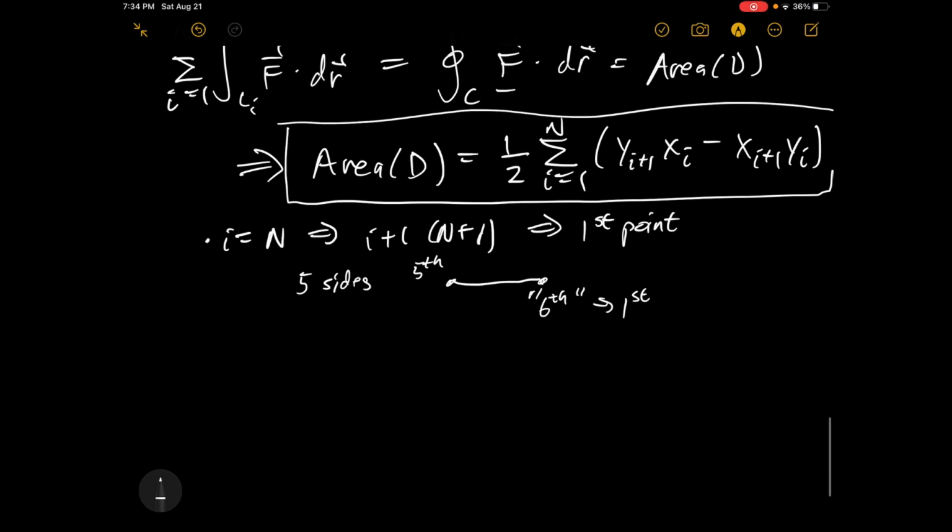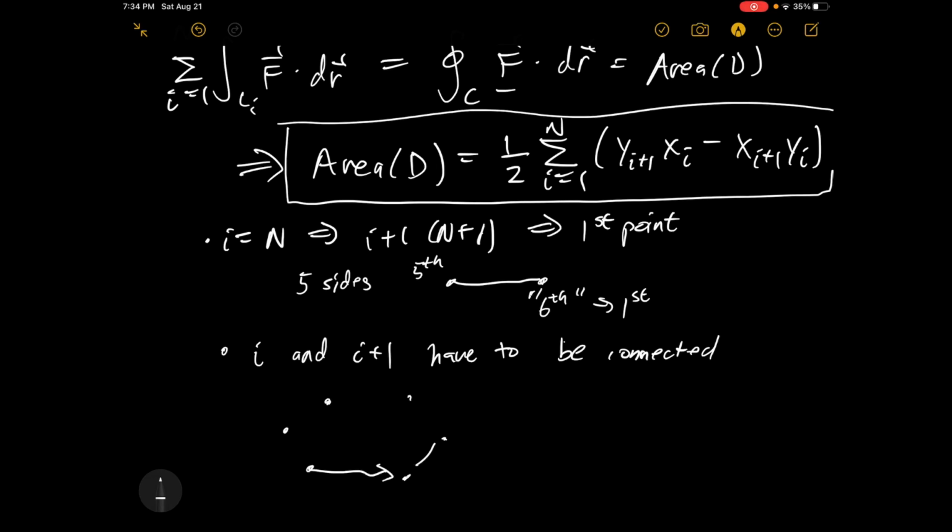And second of all, i and i plus 1 have to be connected. What this means is that essentially you go like this. And what this means is that if you're going from here to here, you got to make sure that 1 is consecutive to 2 and 2 is consecutive to 3.